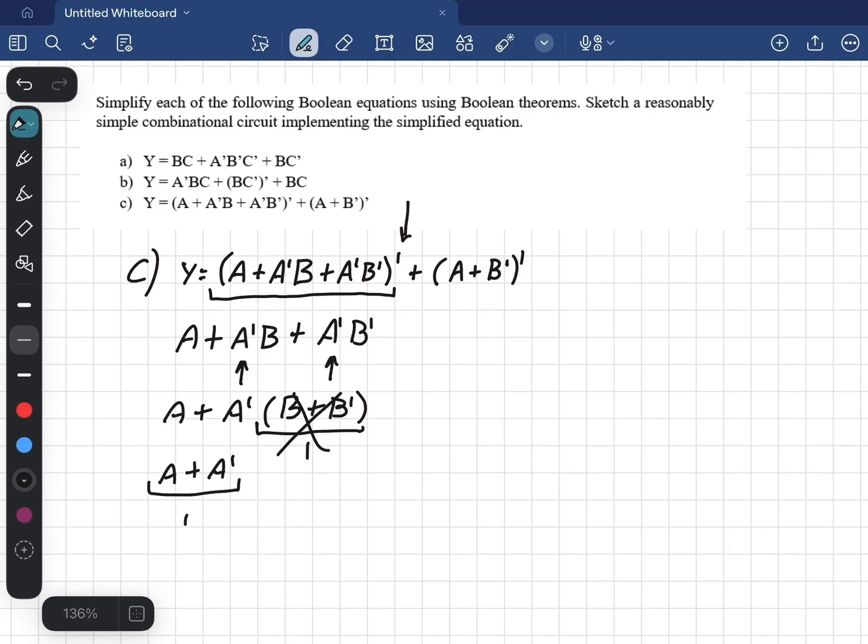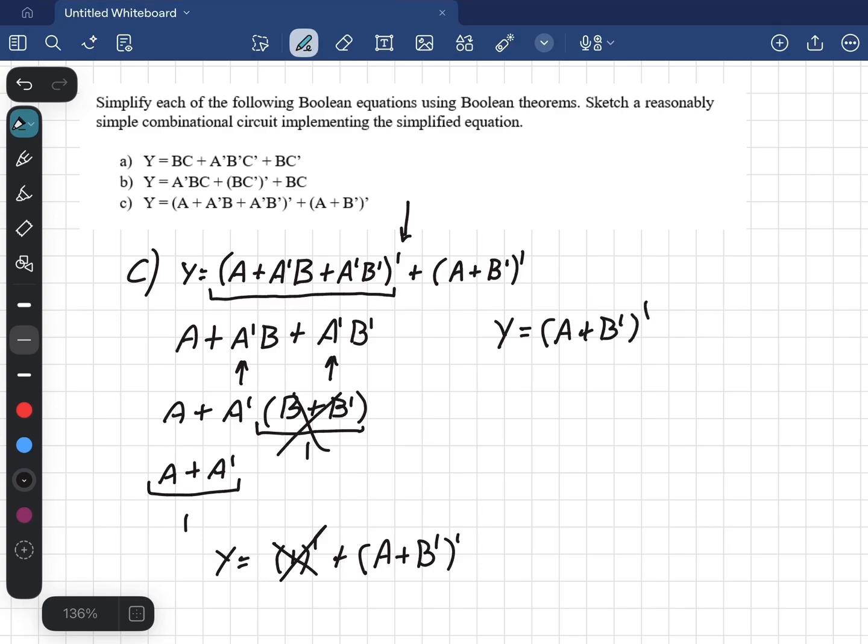So then we'll get Y equals 1 or A or B prime prime. The complement of 1 is 0, and adding 0 to an OR gate changes absolutely nothing. So what we can do is remove it entirely from the equation. This will then leave us as Y equals A or B prime prime.